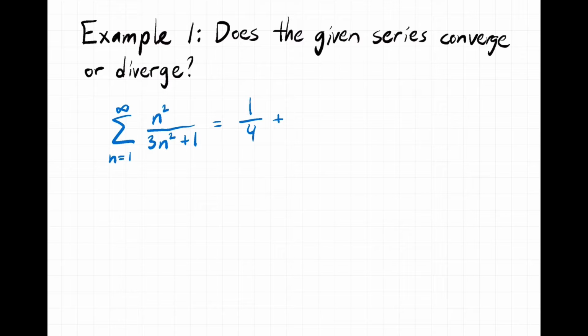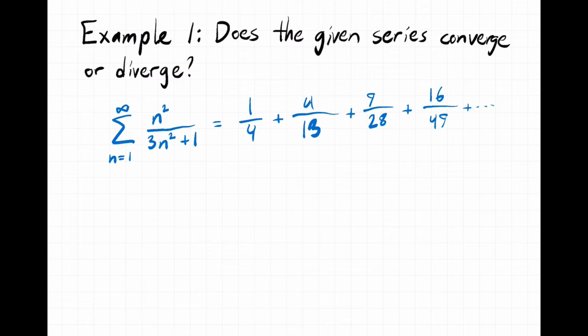Plus, our next term is going to have 2 squared on top, which is 4, over 3 times 4 plus 1, so that's 13. 4/13. Plus, we're going to have 3 squared on top, that's 9, over 3 times 9 plus 1, that's going to be 28. Plus, what else have we got? Well, 4 squared is 16 over 3 times 16 plus 1, that's 49.